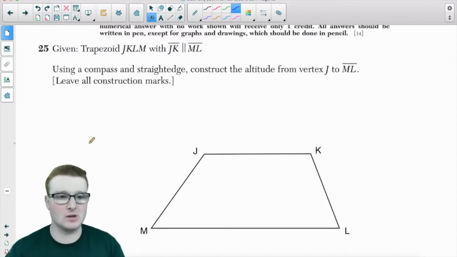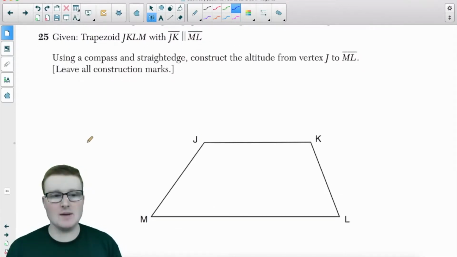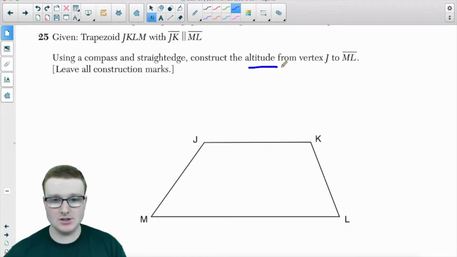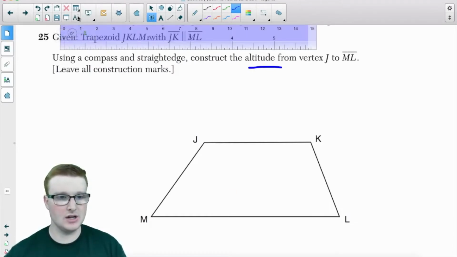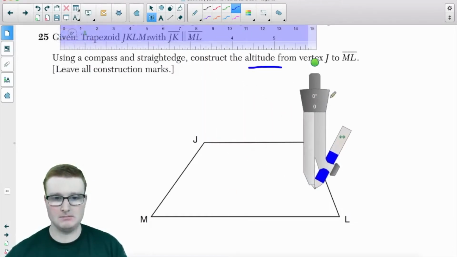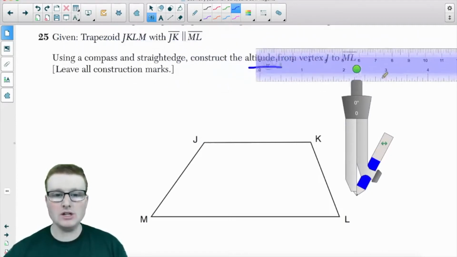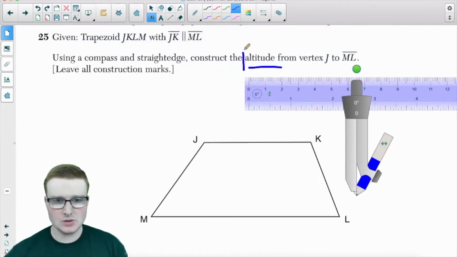Here we go. Number 25. Given trapezoid JKLM with JK parallel to ML, using a compass and straight edge, construct the altitude from vertex J to line ML. Well, the first thing that I need to grab is a straight edge, and I need a compass. Perfect. So what we're going to do is construct the altitude.